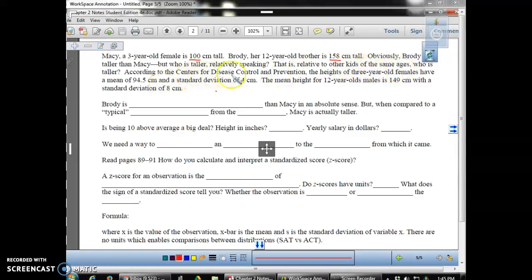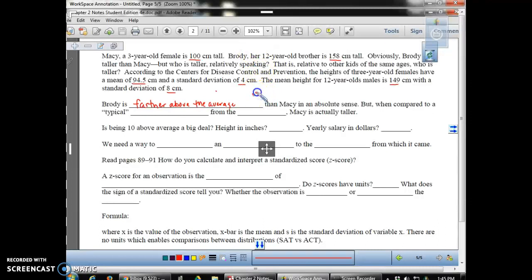According to the Centers for Disease Control and Prevention, the heights of 3-year-old females have a mean of 94.5 centimeters and a standard deviation of 4 centimeters. The mean height for 12-year-old males is 149 centimeters with a standard deviation of 8 centimeters. So Brody is definitely farther above the average than Macy is in an absolute sense. So let me explain what I mean by that.